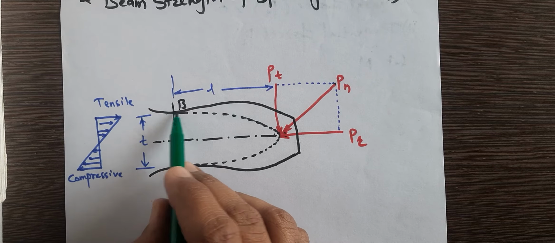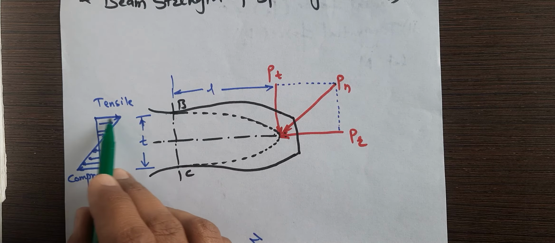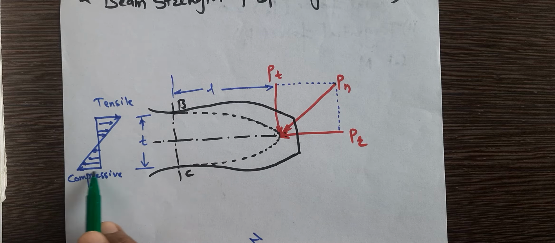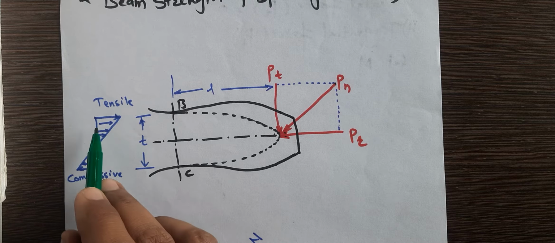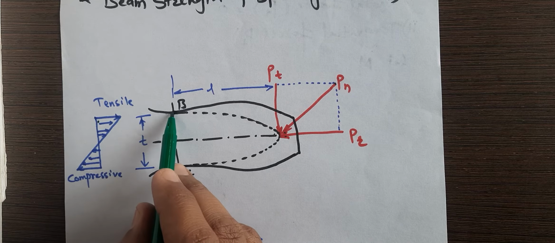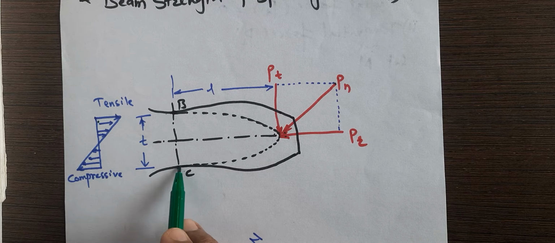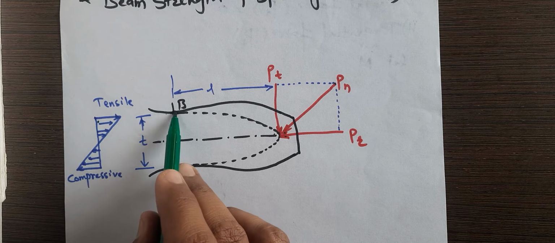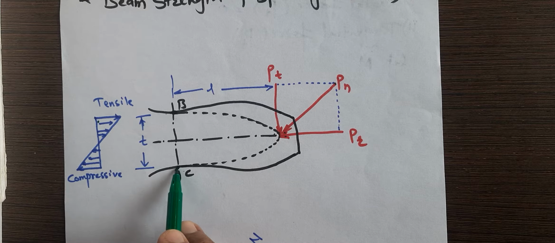In this case, at the uppermost fibers tensile stresses will be developed, and at the lowermost fibers compressive stresses will be developed. So the stress developed in the uppermost part will be tensile, and the maximum stress will be here, and the maximum compressive stress will be here. So this bending stress will have tensile nature in the upper part and compressive nature in the lower part of the gear.